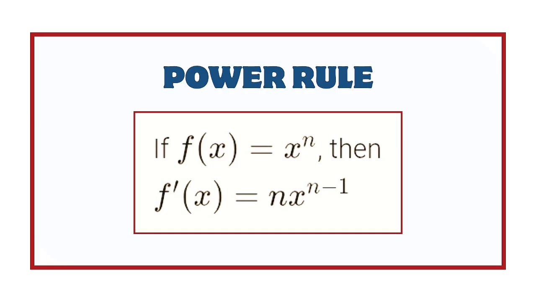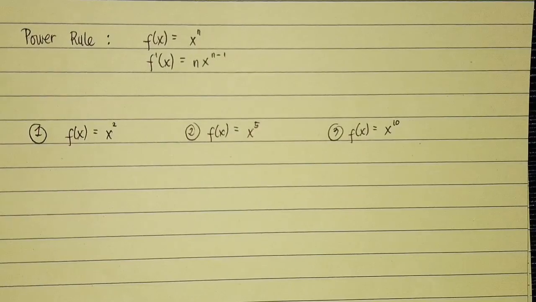Power rule. The power rule provides a method for differentiating functions in the form of x to the power of n, where n is a real number. It states that the derivative of x to the power of n is obtained by multiplying by the exponent and reducing the exponent by 1. Now let's have an example.